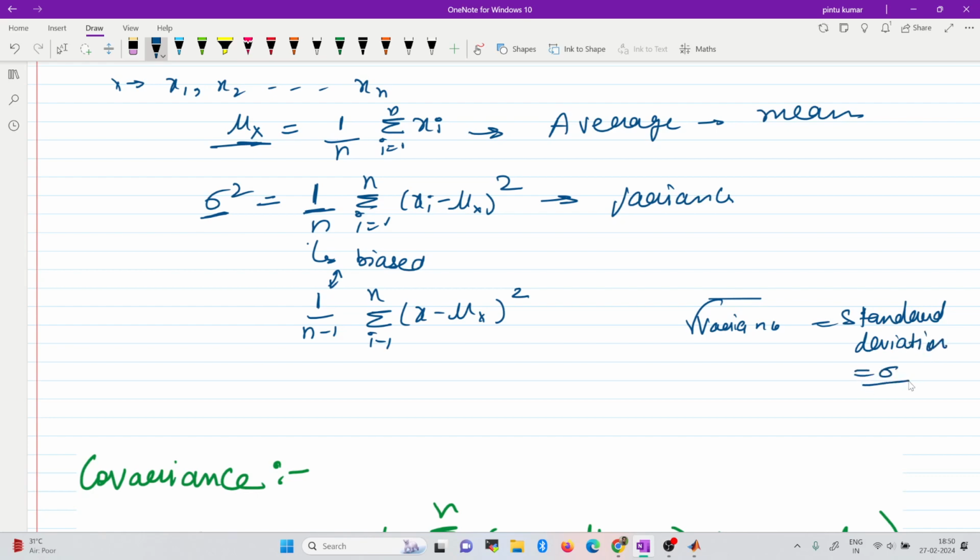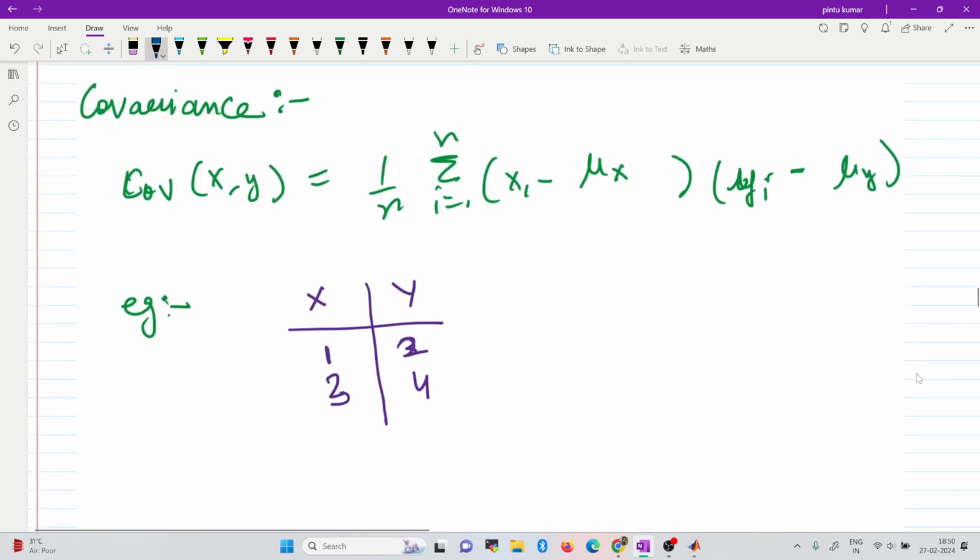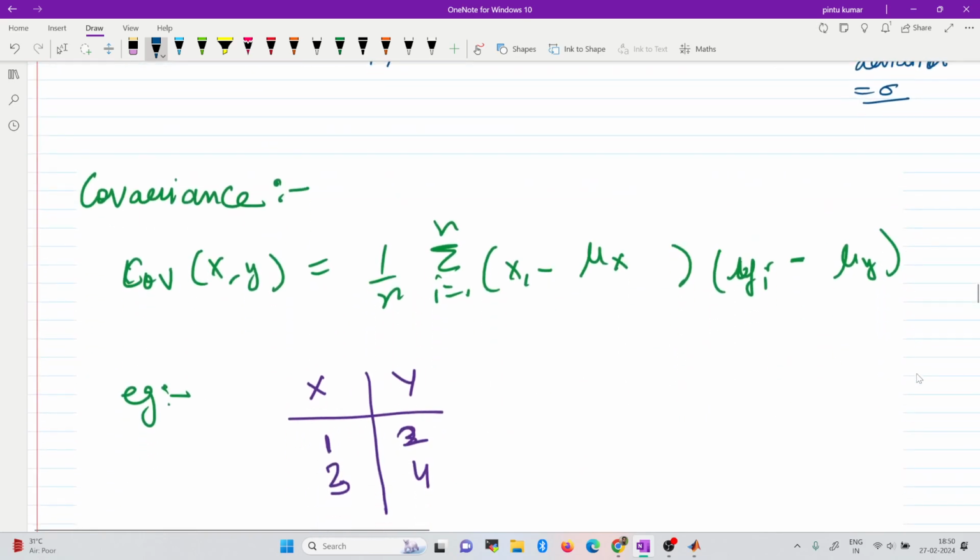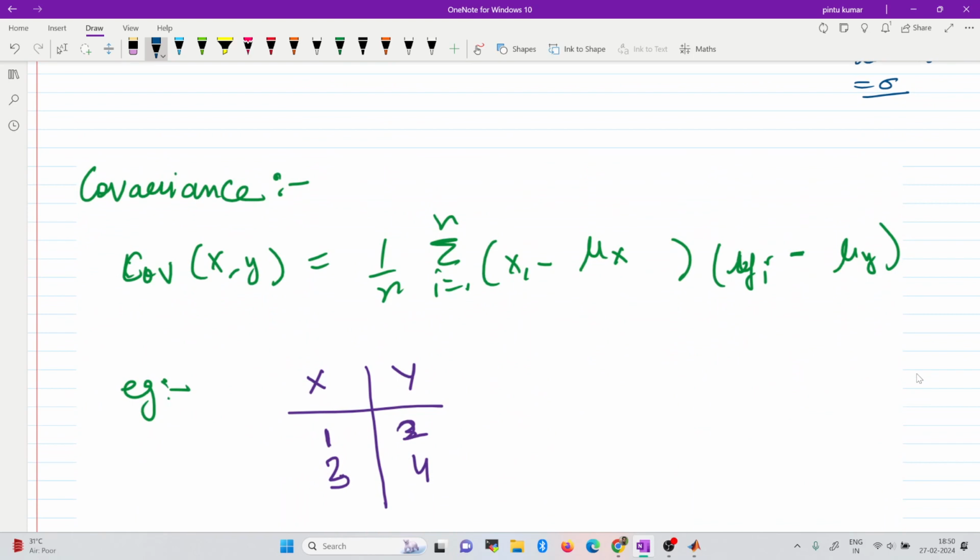And is represented by sigma. This is a very small recap of what we are going to use. Now, when you have a data set, you might have some features in it. Let's say your data set has 2 features. You want to see how related your data points are with each other.